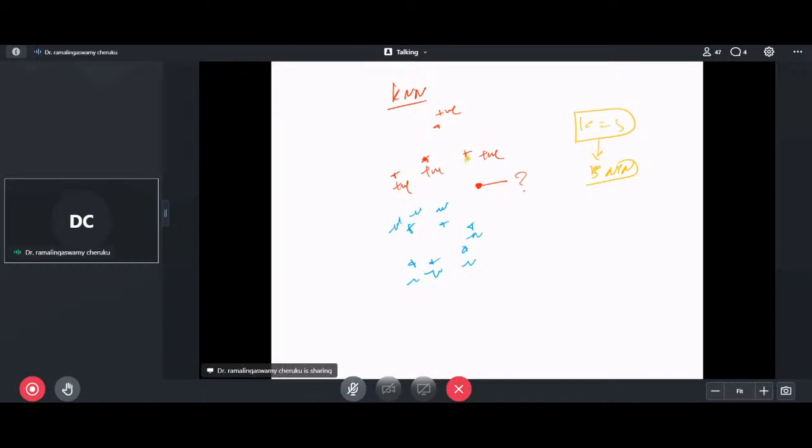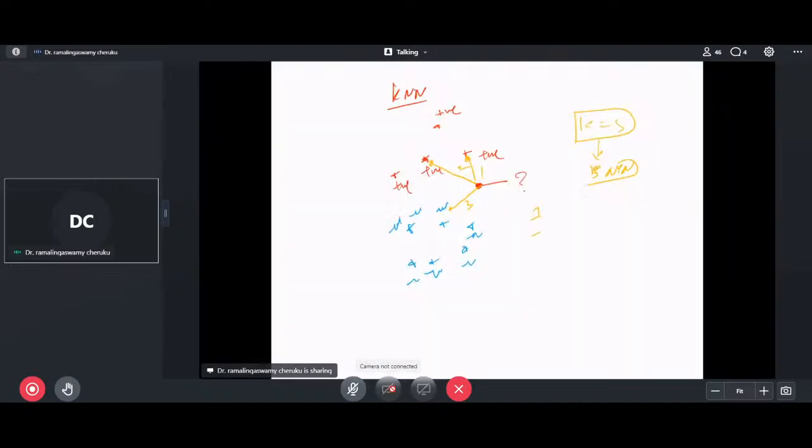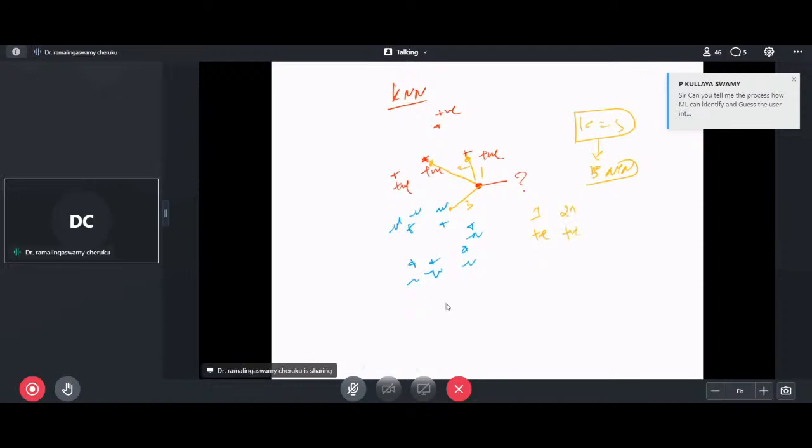Suppose this is the first nearest neighbor, this is the second nearest neighbor, and this is the third nearest. I am assuming this is the first, second. So what is the class label of the first nearest neighbor? Positive. What is the class label of the second nearest neighbor? Positive. What is the class label of the third nearest neighbor? Negative. So it's negative, I think.